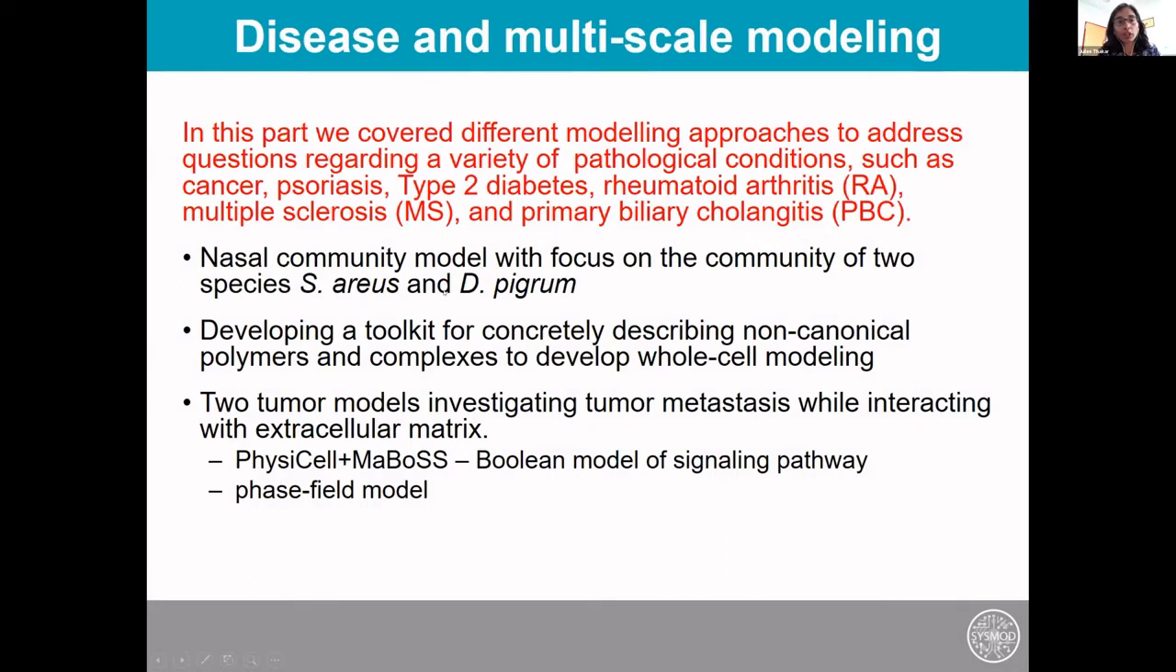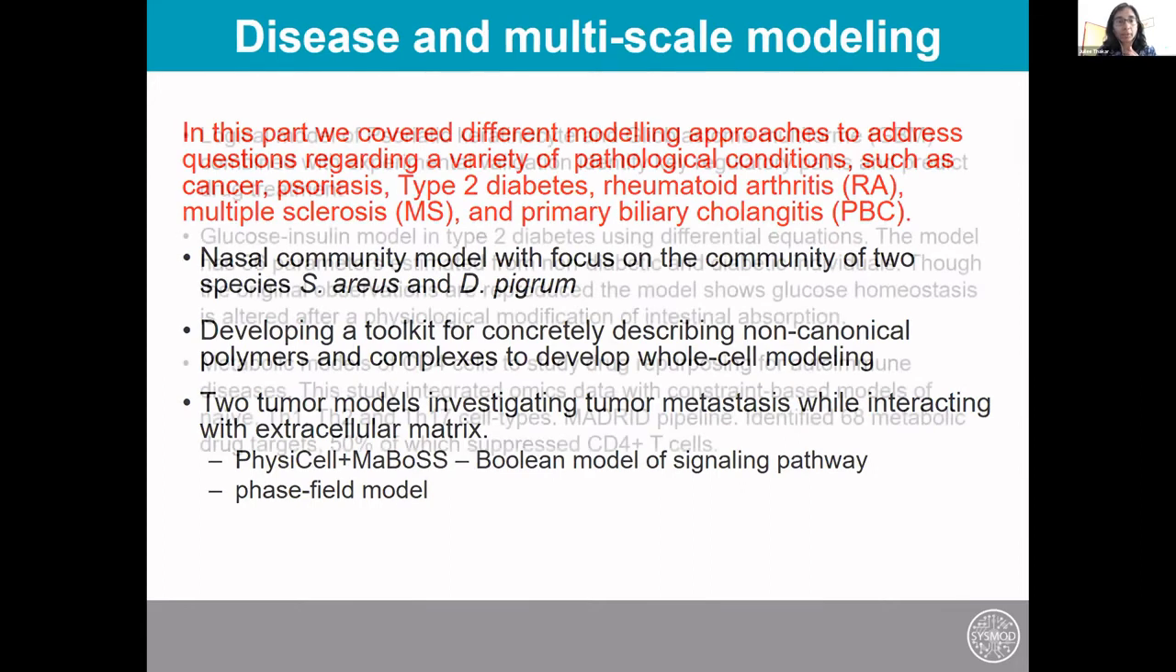There were discussions on the nasal community model, combining two different pathogens. We heard about a toolkit for concretely describing non-canonical polymers. And then there were two tumor models, one yesterday and one today, trying to understand how tumors proliferate in extracellular matrix. The modeling approaches they used were PhysiCell and BOS, which combines Boolean modeling of the signaling pathway along with spatial modeling, and also a phase field model that we just heard today.